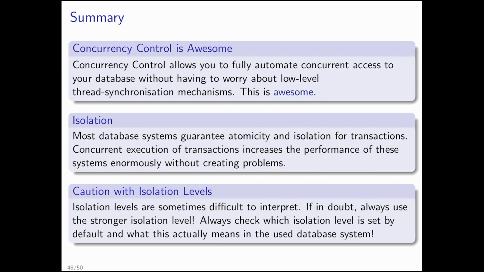Okay, to sum up. Concurrency control is awesome. I know there's a lot of material and you have to digest many things. But again, the core idea is you get rid of having to fiddle with threading and concurrency control yourself, because you can delegate most of the things to the database system. And this is just awesome. It avoids so much work and pain for developers.